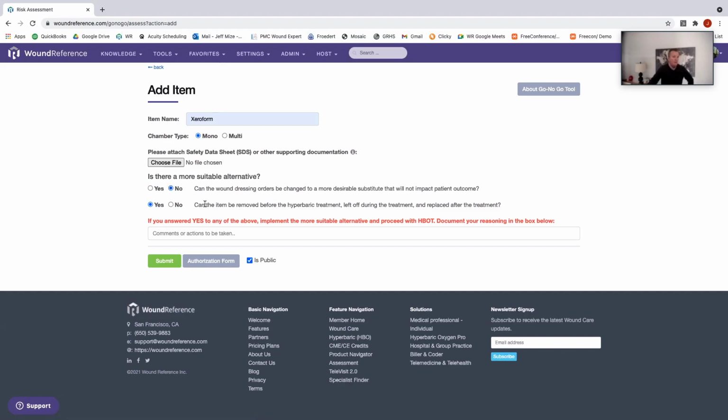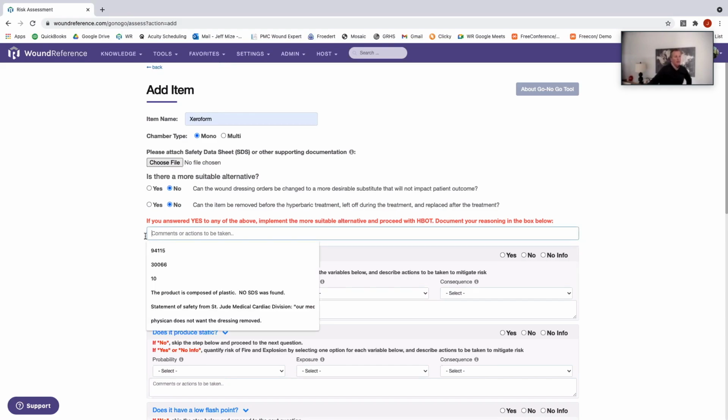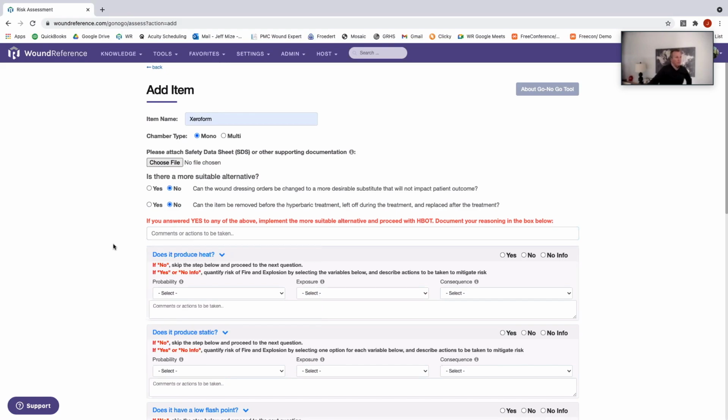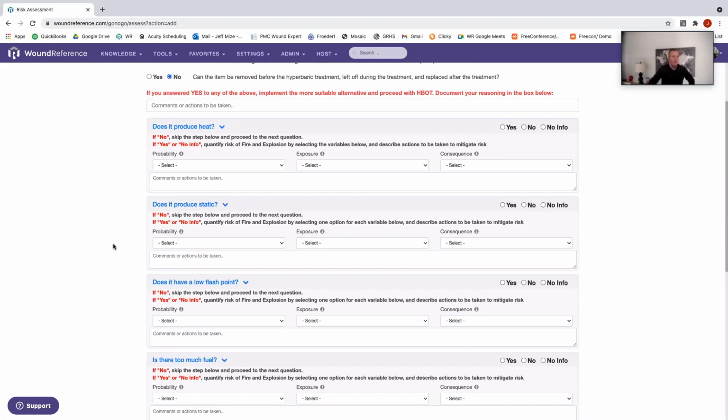The next question: can the item be removed before the hyperbaric treatment, left off during treatment, and replaced after treatment? Again, in this example, we've said no, that we can't disturb the dressing, so we're going to answer no. If you were to answer yes to any of these, you would want to document what that alternative is, and if you were going to proceed, remove the dressing prior to treatment and replace it afterwards, you would simply type in the comments field and give those instructions. So next we'll move to each of the different categories that the NFPA 99, Chapter 14, asks us to assess in determining our risk assessment.